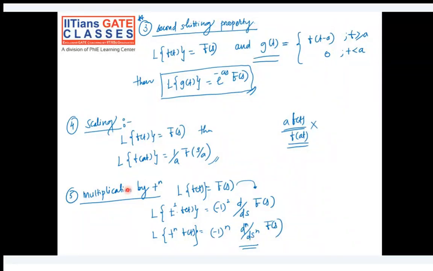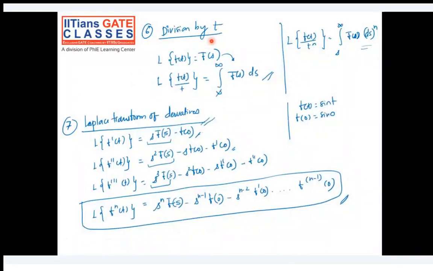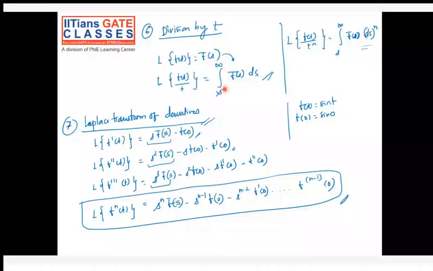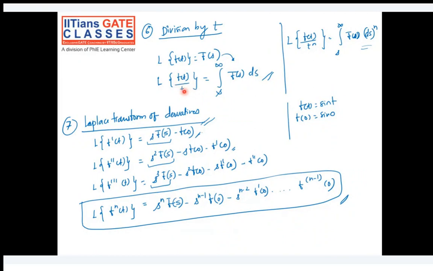Okay. So division by t is our next property now. Laplace transform of f of t is f bar of s. Then the Laplace transform of f of t by t will be integration from s to infinity of f bar of s ds. Okay. So same as, if you multiply with the t, derivative will come. If you divide with the t, integration will come. So here it is only 1 times t. You are dividing the f of t with just 1 time with the t. Okay. So only one integration is there.